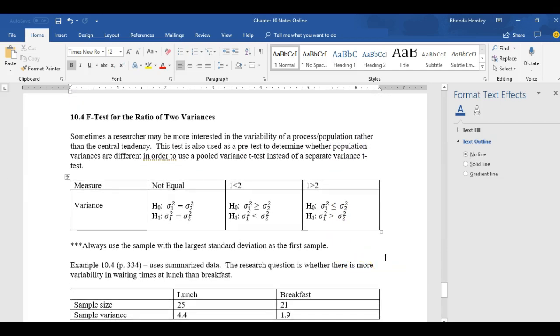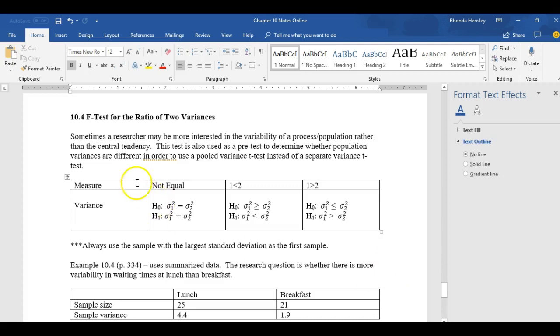And then the last thing that he puts in this chapter is this F-test to determine whether the variances are different. Sometimes a researcher might be more interested in the variability of a process or population rather than in the central tendency. So this test is used as a pretest to determine whether the population variances are different, so that you can use a pooled variance t-test instead of a separate variance t-test.